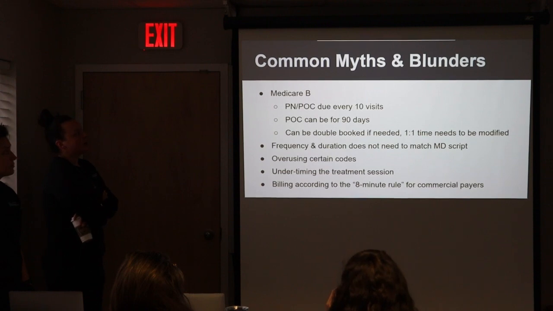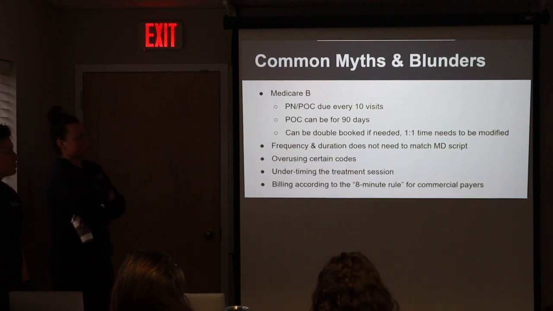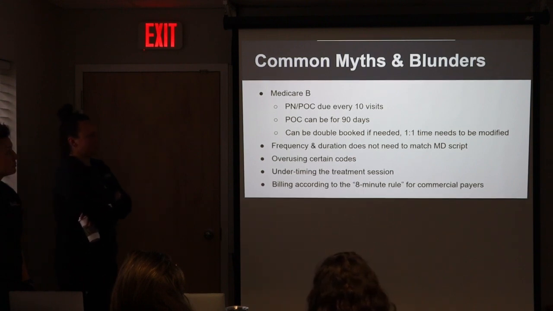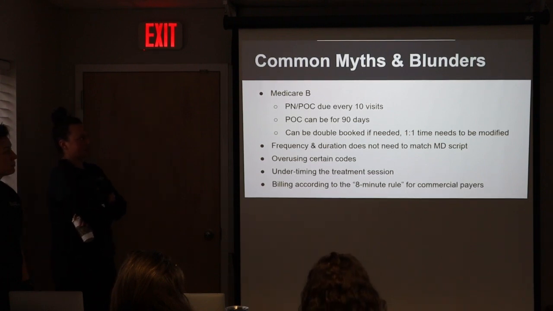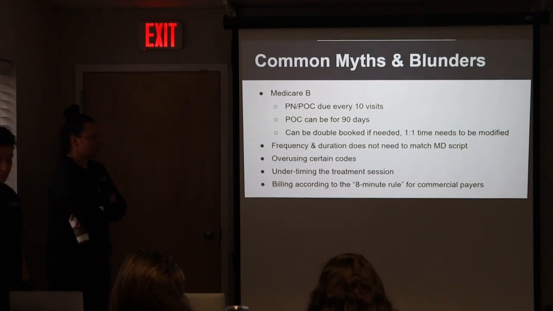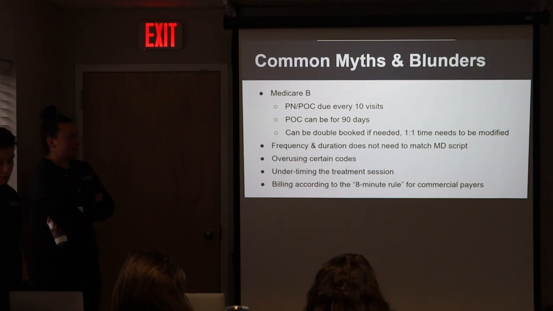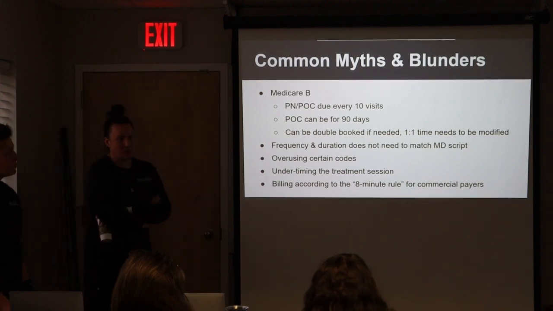So for Medicare B, for a long time, we thought that it was a progress note every 10 visits or 30 days, whichever came first. It's actually only 10 visits. Plans of care can be established for up to 90 days. It shouldn't be longer than that, but that doesn't mean that everybody should be 90 days if that's not appropriate. They can be double booked if needed, you just need to modify that one-on-one time.